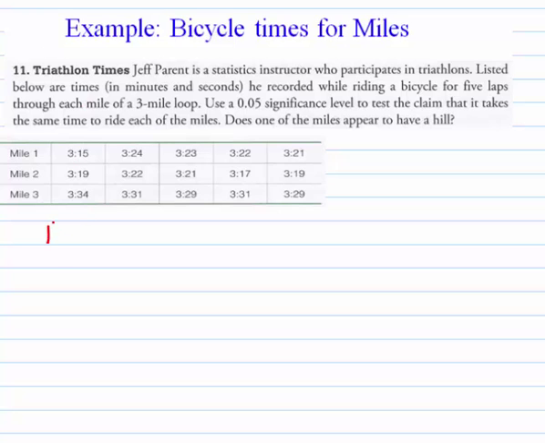All right, so let's do that. H0 is that mu1 is equal to mu2, which is equal to mu3. And HA is that they're not all equal.